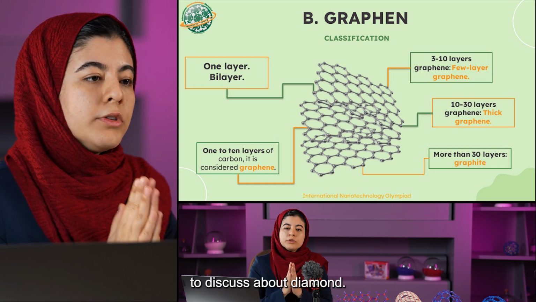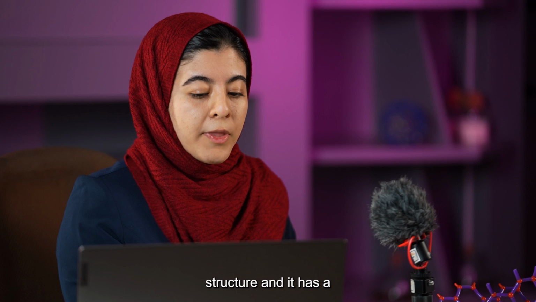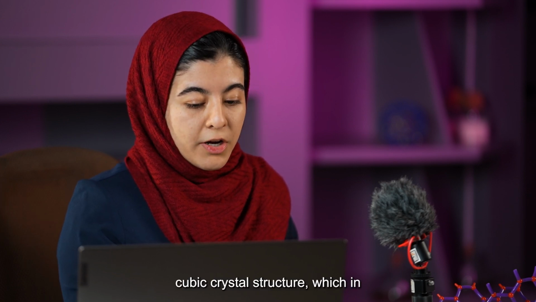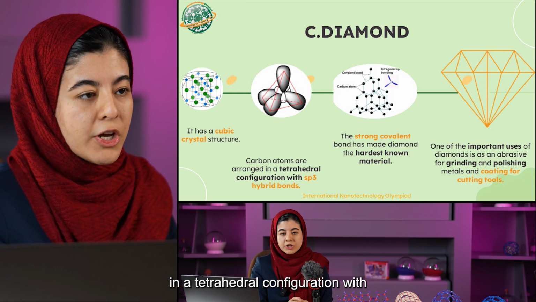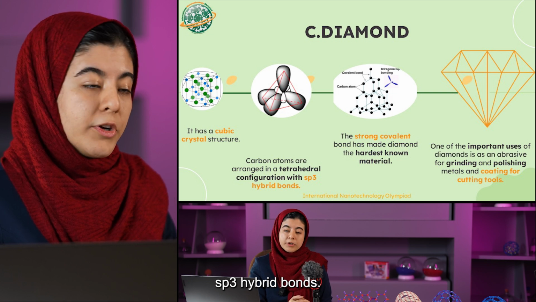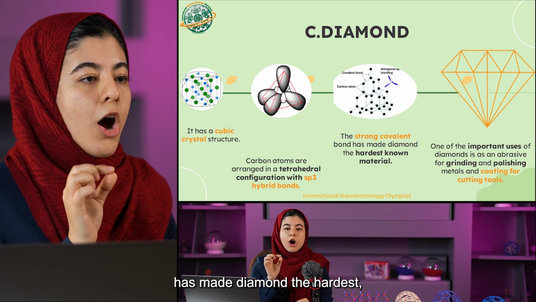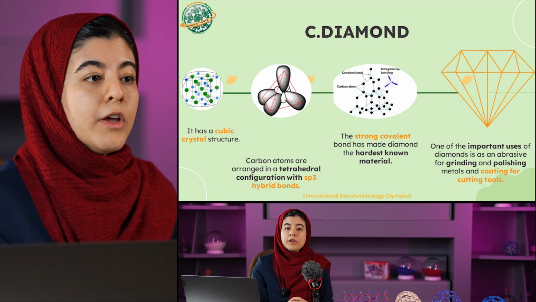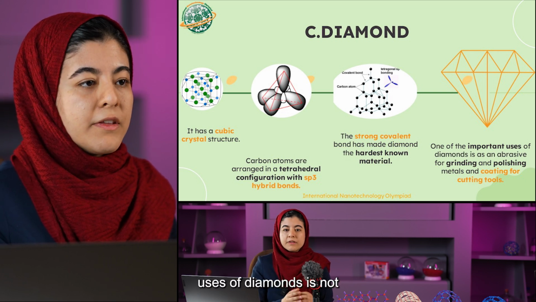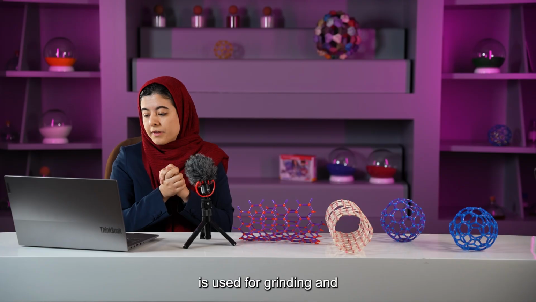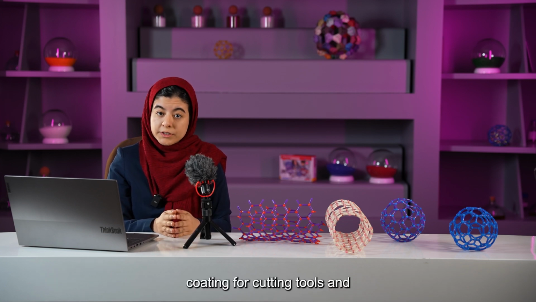Here we are going to discuss diamond. Diamond is a very hard structure, and it has a cubic crystal structure in which carbon atoms are arranged in a tetrahedral configuration with sp3 hybrid bonds. The strong covalent bonds have made diamond one of the hardest materials known on Earth. One of the important uses of diamonds is not only in jewelry, but also for grinding and polishing metals and as a coating for cutting tools.